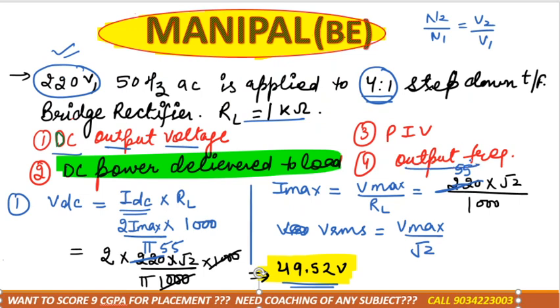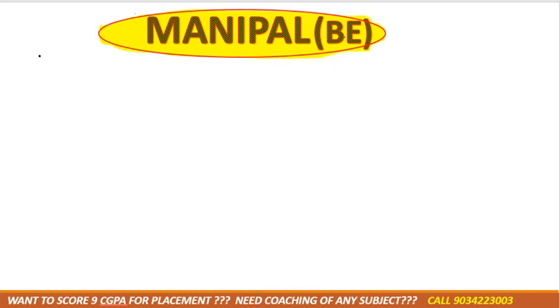Output frequency formula. Remember I told you, the output frequency is 2 multiplied by the supply frequency. That would be 2 multiplied by 50, which is equal to 100 hertz.